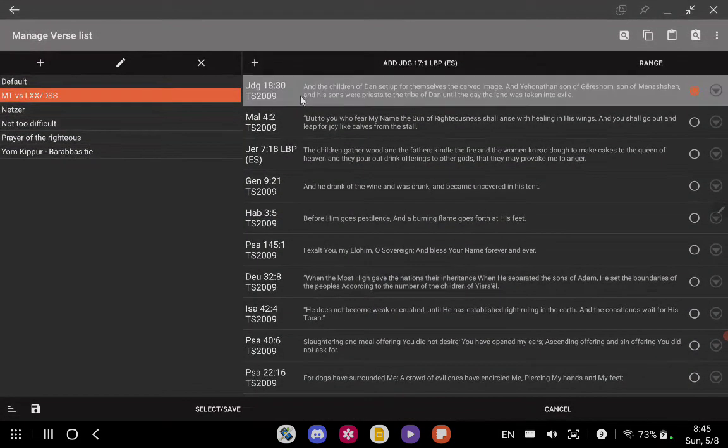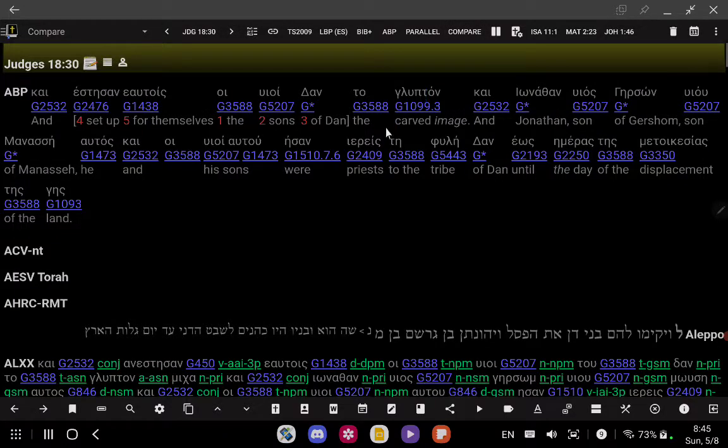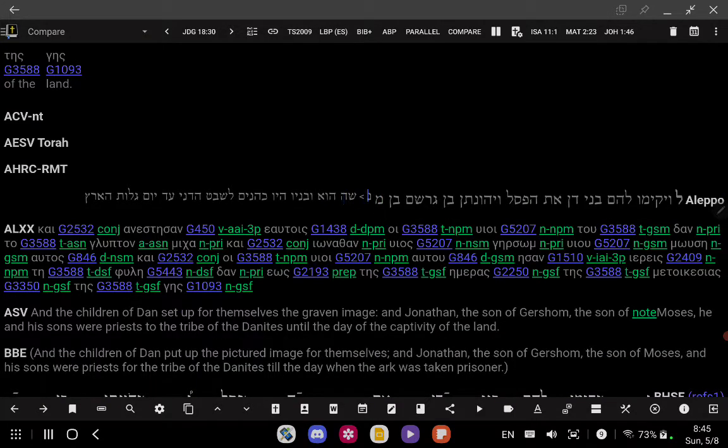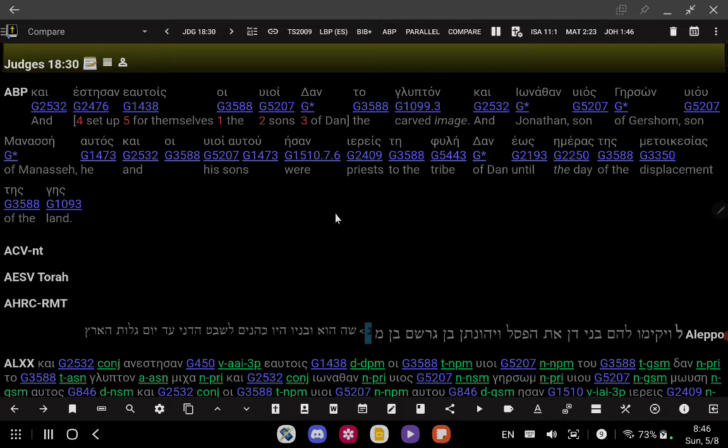Let me go back, 1830. Somehow or another it keeps changing. But they set up for themselves a carved image, and they were priests, right? This guy was the priest, Jonathan, the son of Gershom. So what they did in this particular instance, the Masoretes, the idea is that they changed it from Moses, and you can see here the difference where it goes from Mem, Sheen, Hey. They've added this nun in there to change it from Moses to Manasseh. And what's crazy here is, the Septuagint, this Greek, they use Manasseh.